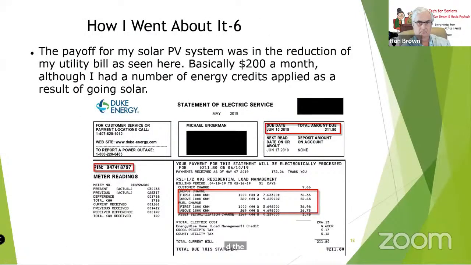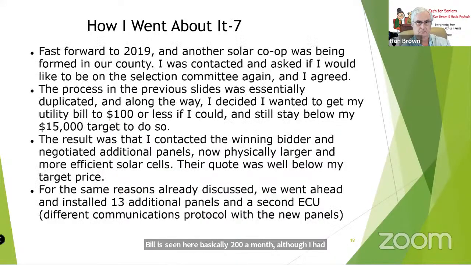The payoff for my solar PV system was in the reduction of my utility bill, as seen here. Basically $200 a month, although I had a number of energy credits applied as a result of getting solar. Fast forward to 2019, another solar co-op was being formed in our county. I was contacted and asked if I would like to be on the selection committee again, and I agreed. The process in the previous slides was essentially duplicated.